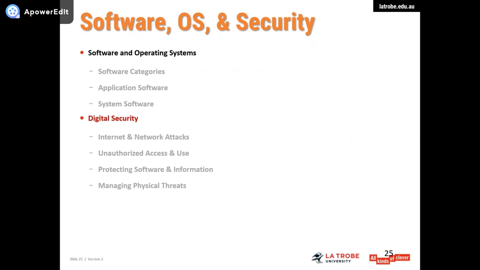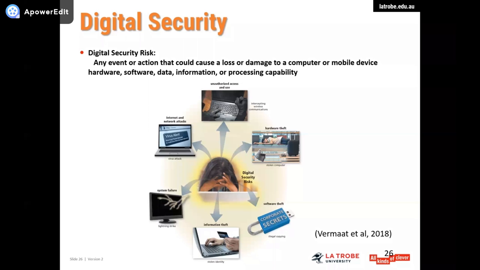So what is the definition of a digital security risk? It means any event or action that could cause a loss or damage to a computer or mobile device hardware, software, data, information, or processing capability. So all this means digital security risk.